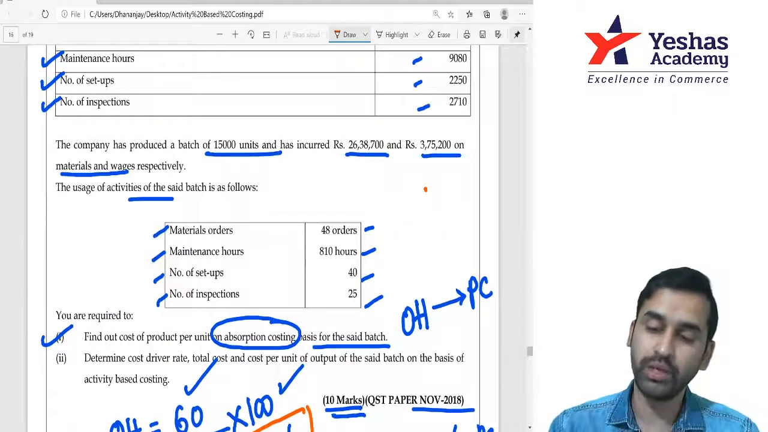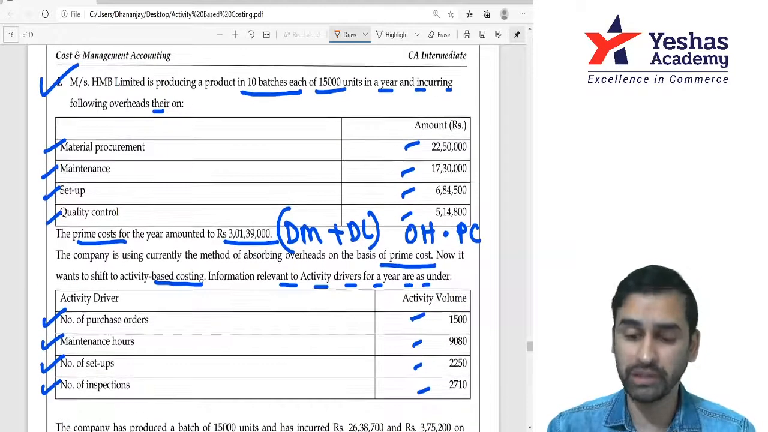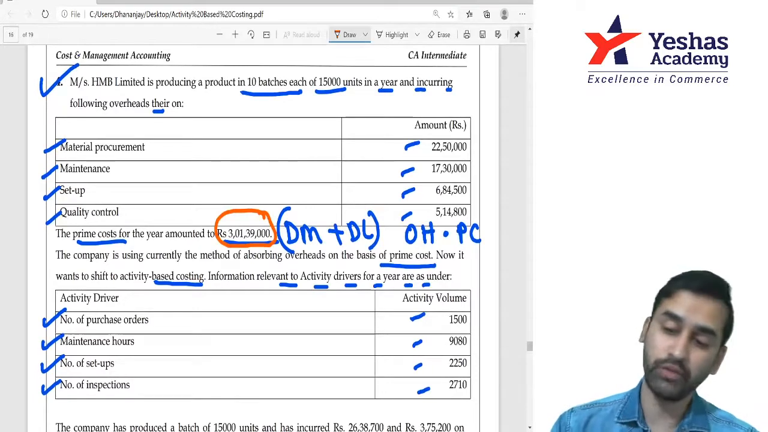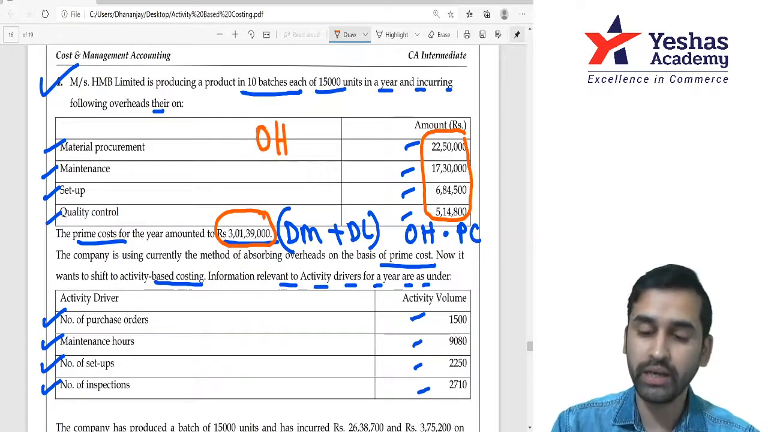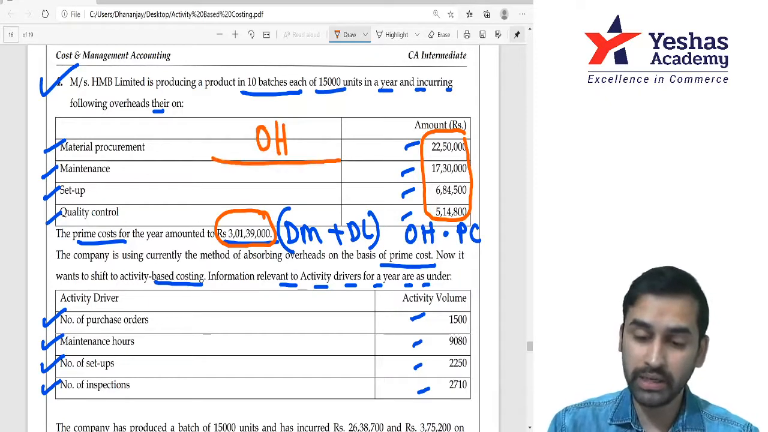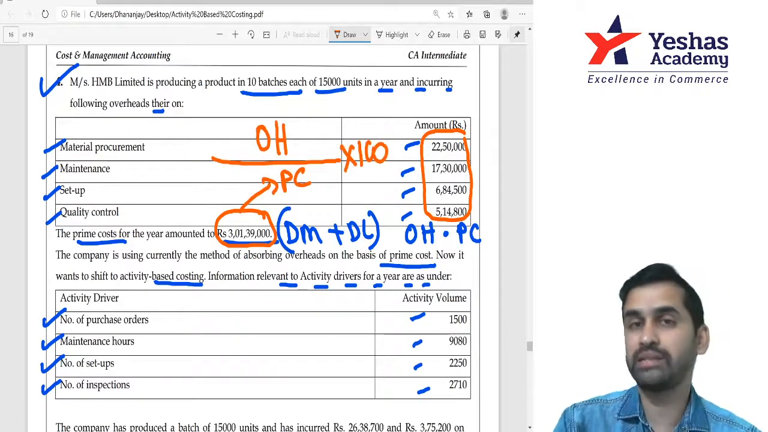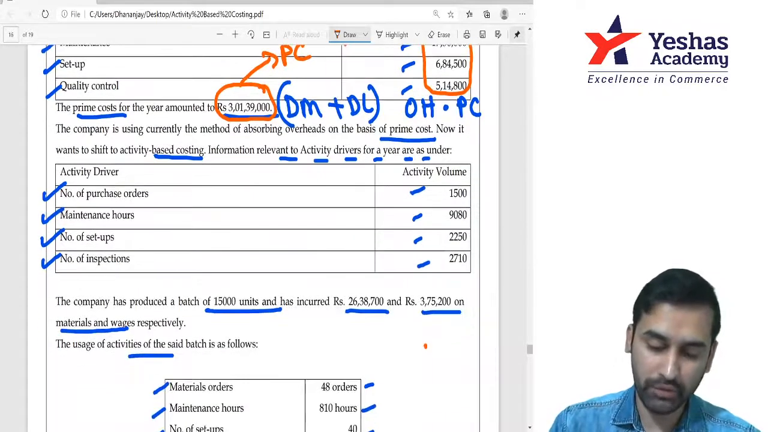So, sir, that means you need overhead and you need percentage. Correct. Sir, prime cost is already given. Oh, okay, sir, understood. That means you first have to do the total of this. Correct? That will be overhead, the numerator. Denominator is prime cost, which is already given, into 100. You will establish one percentage.